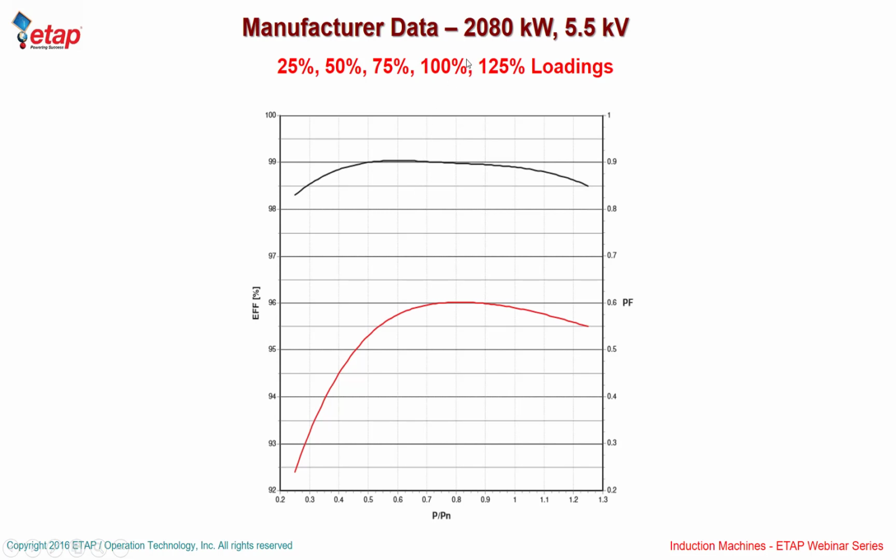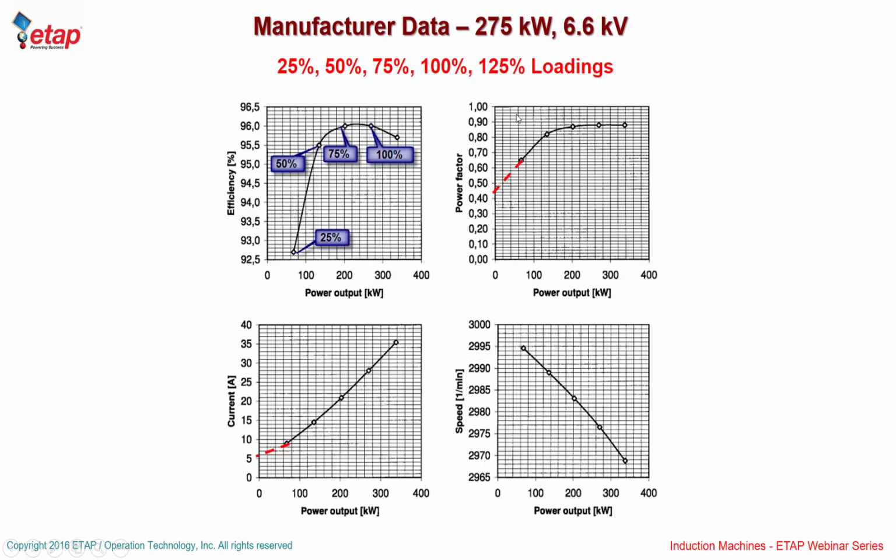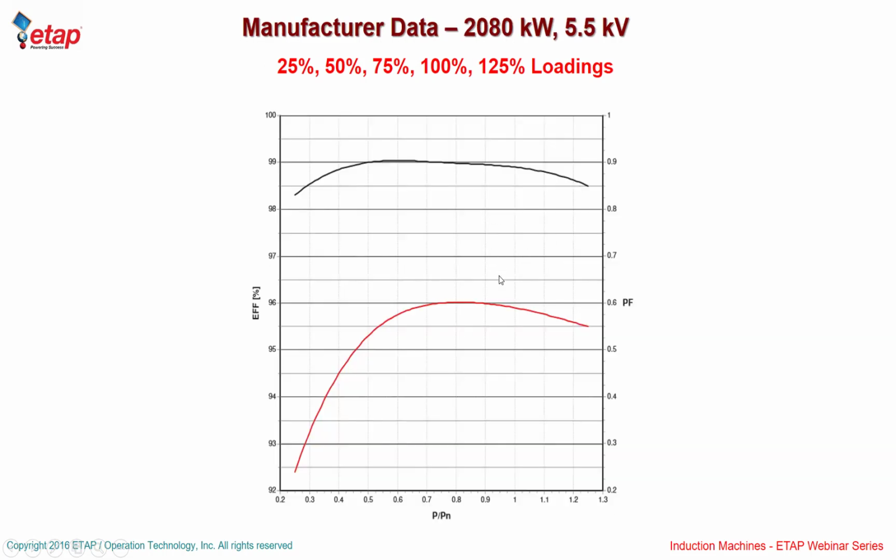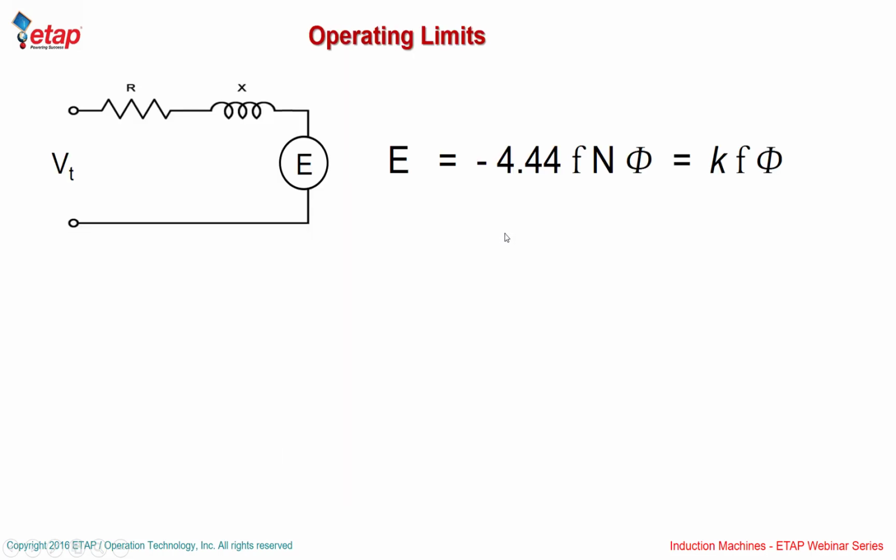Another example, this is another manufacturer, a 2080 kilowatt machine, 5.5 kV, and again at the same conditions, you can see the power factor actually going down, whereas in the other one, the power factor becomes pretty much flat after it reaches 75% loading. So this is the way the machine behaves, and you have to get the manufacturer data.